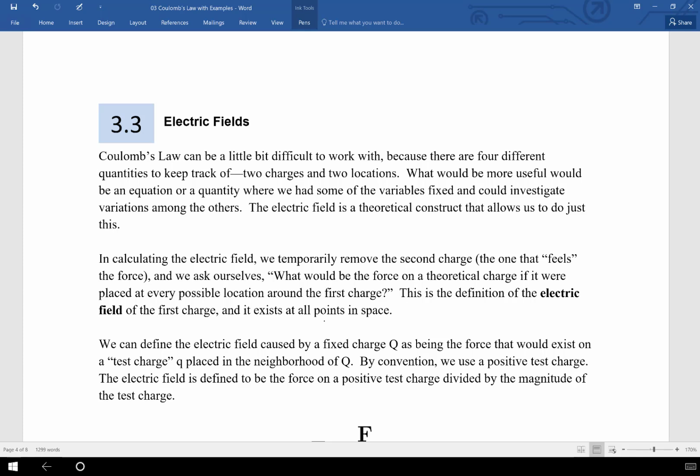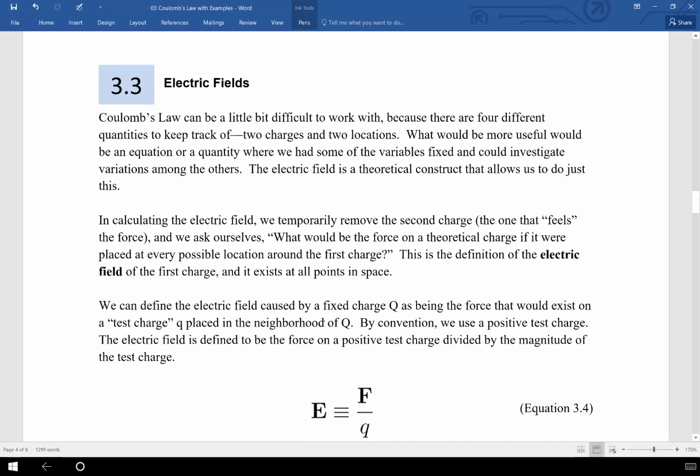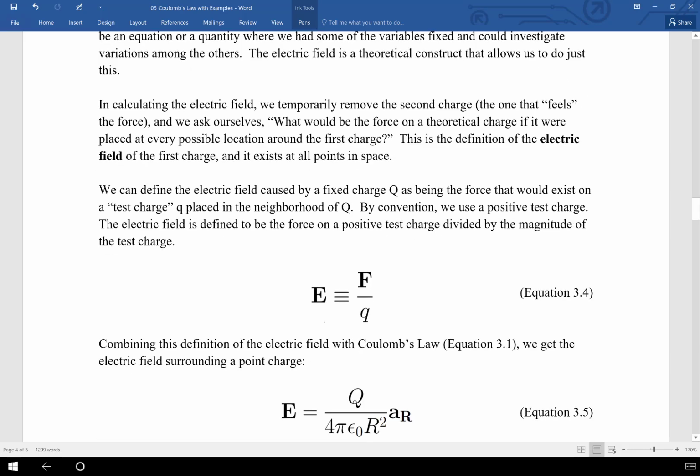What we do is we temporarily remove the second charge, the one that feels the force, and we ask ourselves what would be the force on a theoretical charge if it were placed at every possible location around the first charge. So again, we have the fixed charge. We're going to put it in space and it's going to stay there no matter what. And then we're going to look around that charge and imagine, what if I put a 1 Coulomb charge here? What if I put a 1 Coulomb charge here? How much force would be at each of those points? And that's what the electric field does for us. Now, I mentioned that we were going to use a 1 Coulomb charge.